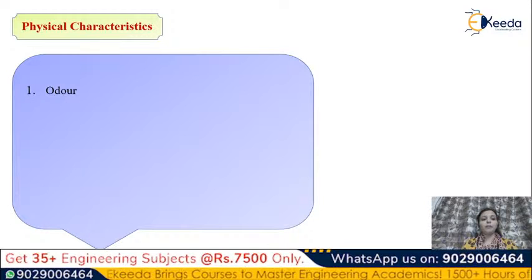There are some standards set by the Central Pollution Board. So there are some standard values. If the sewage has values greater than those set standards, that means the water is polluted. So let's see the characteristics one by one. First are the physical characteristics. The first parameter is odor.